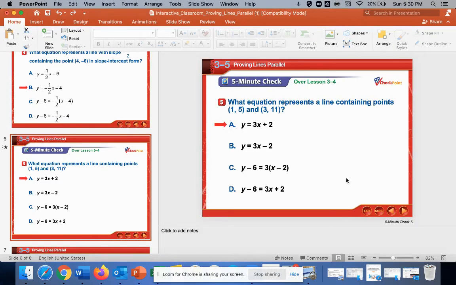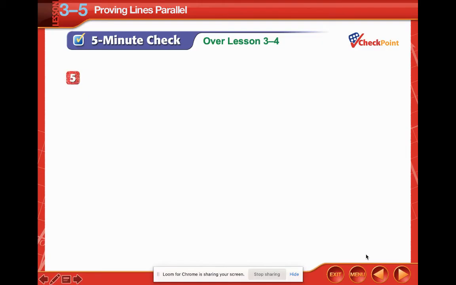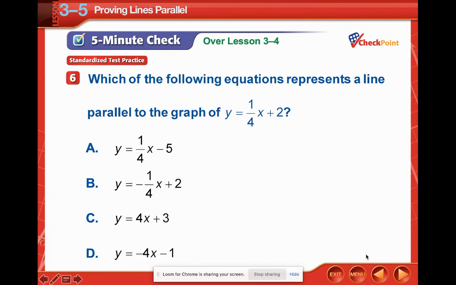All right, so we have one more problem left, and I think it's pretty fun. Which of the following equations represents a line parallel to the graph of y equals 1/4 x plus 2? I'm going to take about 5-10 seconds to stop speaking, so you can pause this and see if you can solve this one on your own, and then I'll go over it.